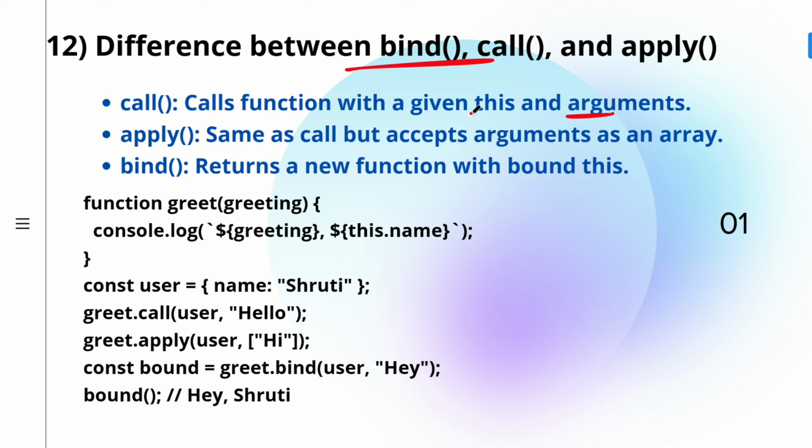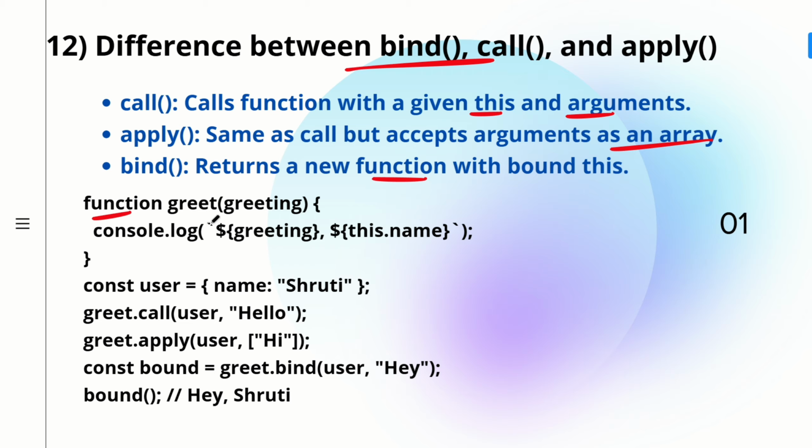So you are going to give this, that is the context of your object, and the arguments. Then coming to apply, it is the same as call, but it accepts the arguments in array format. And bind returns a new function with bound this. Now let's see an example, and then we will understand how bind, call, apply work.